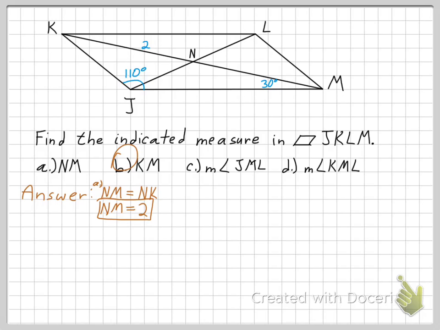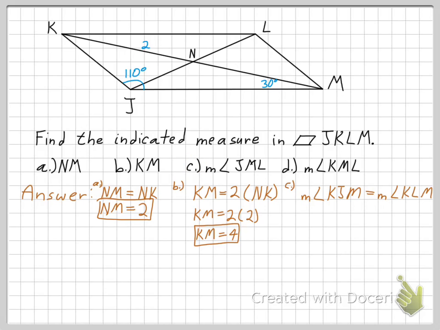And working with letter B up next, we have that KM is equal to 2NK. Remember that diagonals bisect each other, so KM is equal to 2 of the measures of NK. We know that NK is 2, so 2 times 2 is 4. So KM is 4. All right, moving right along to letter C.